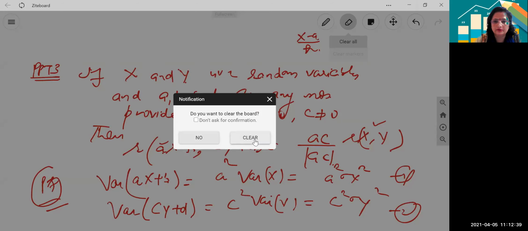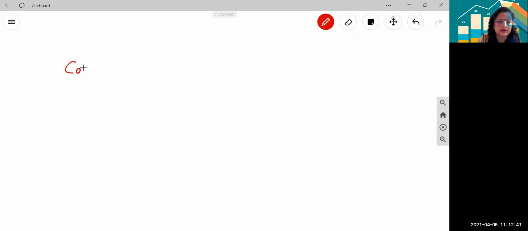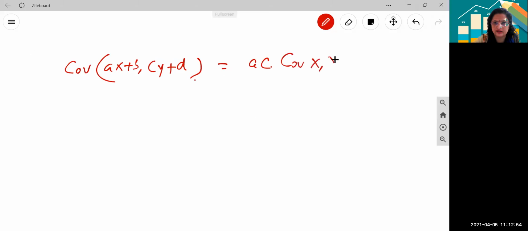What is the formula to find the covariance? So covariance between AX plus B and CY plus D is equal to, according to the formula, AC into covariance between x and y. So it is written as sigma xy.